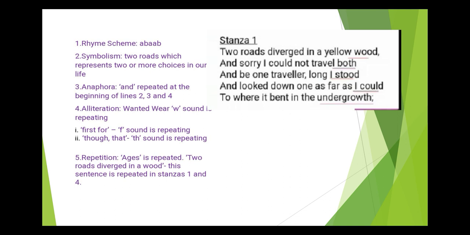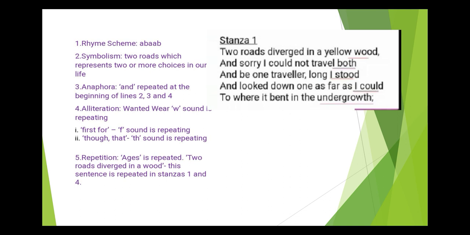Alliteration. Alliteration is when a consonant sound is repeated. Wanted, wear. Now wanted wear is the area where the w sound is repeated. First for, the f sound is repeated. Though that, the th sound is repeated.